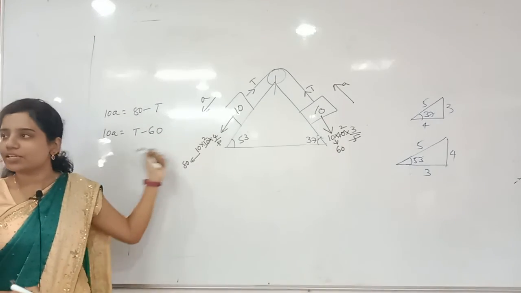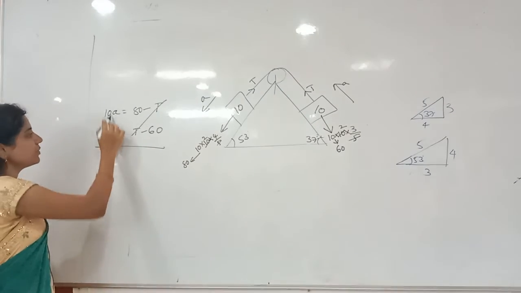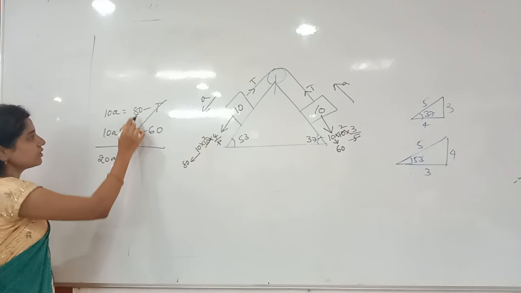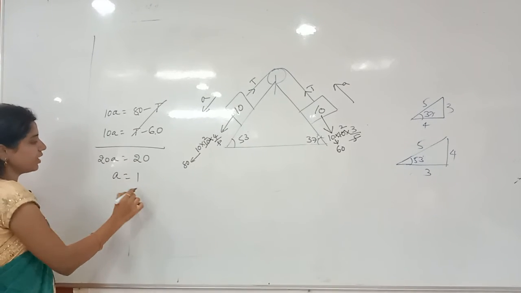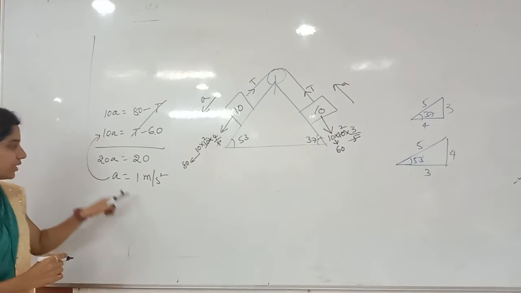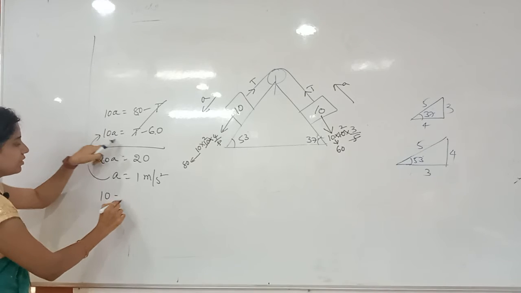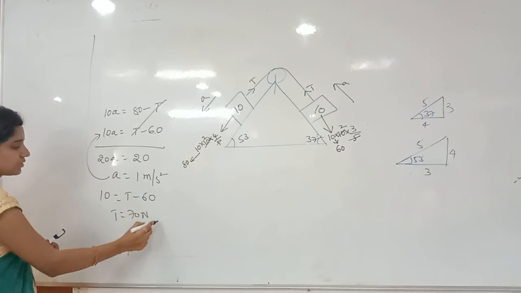Then why are you people not getting the answer? Then you can cancel here directly. T gone. Then 20A is equal to 80 minus 60, which means 20. A is equal to 1 meter per second square. Substitute this value here. Then what will you get? 10 is equal to T minus 60. Then T is equal to 70 newtons. That's it.